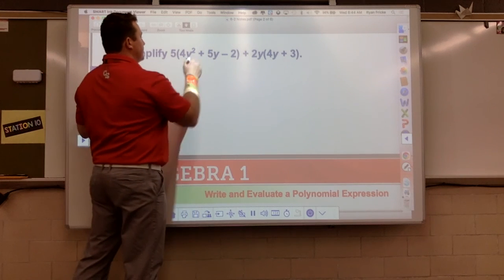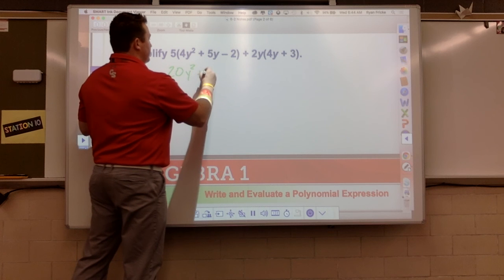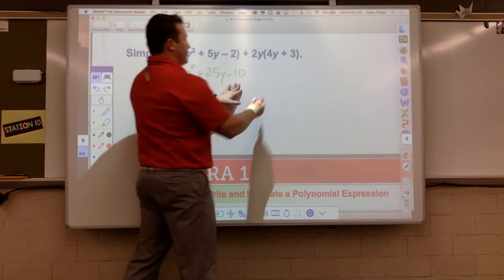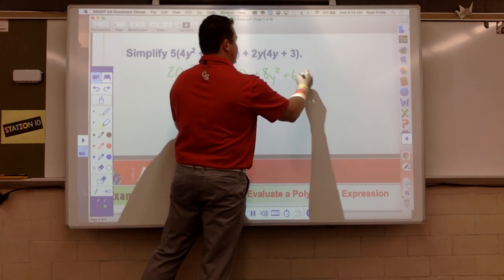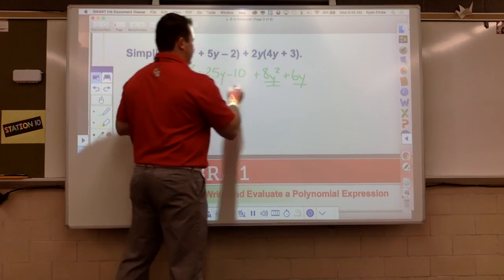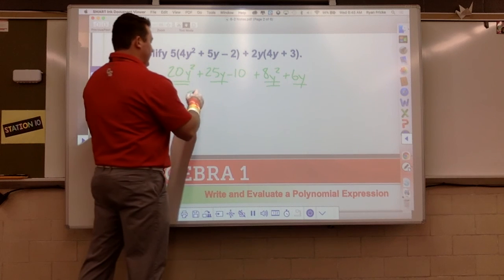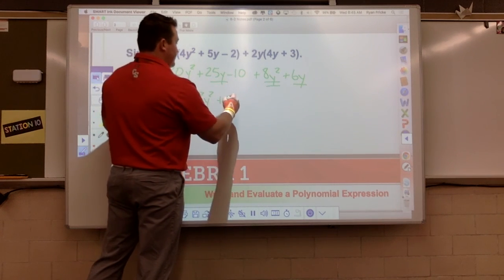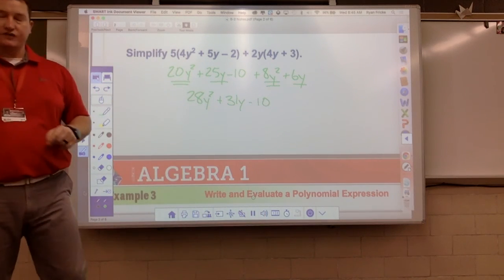Same thing here, right? Distribute the 5. This will turn into 20y squared plus 25y minus 10. Great. Plus 8y squared plus 6y. Again, if you want to do the underline thing, you certainly can. Okay, those two got to go together. That's 28y squared plus, I think that's 31y minus 10. There you go. It's a good-looking trinomial, ain't it?